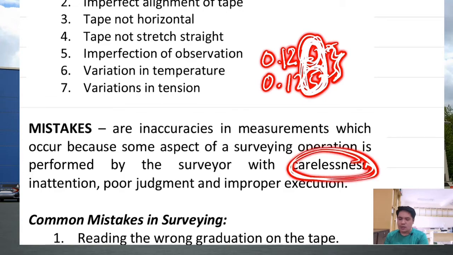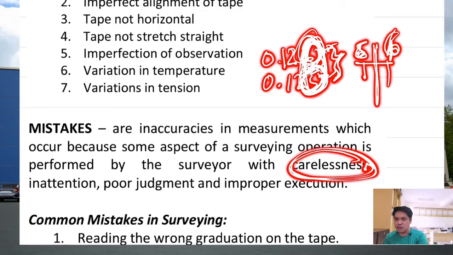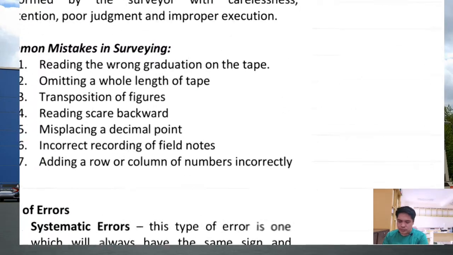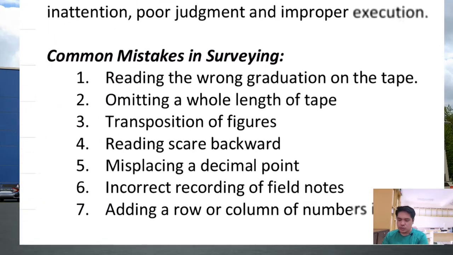Hindi ka naman careless. Meaning you are trying your best to measure it correctly, but yun nga lang, mali yung pagka-measure mo. Yung nabasa mo, probably nasa gitna between 5th millimeter and 6th millimeter. Probably nasa gitna yung measurement, so you judged it as 6 na lang. Anyway, so number 2, omitting a whole length of tape.